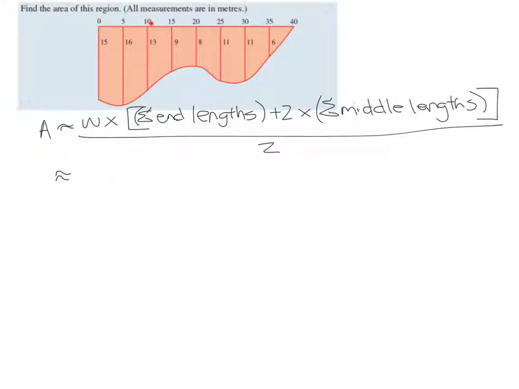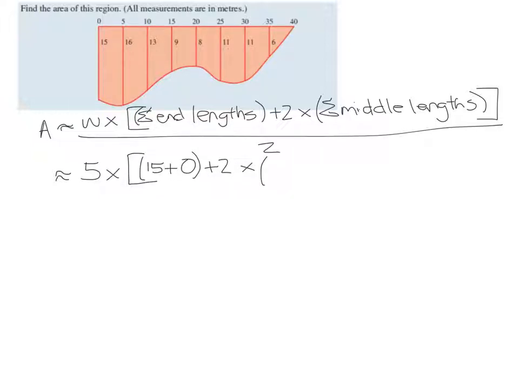Well, this is going 0, 5, 10, 15, 20. So each of these is 5 wide. So width is 5. Then I'm going to look at my end lengths. So that is going to be 15. So sum of just means add them all together, and 0. So if I have a look up here, this is my end and it's labelled at 15, and this is my other end and it's 0. There's no end, 0. Plus 2 multiplied by the sum of the middle lengths.